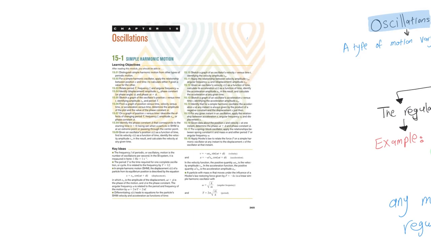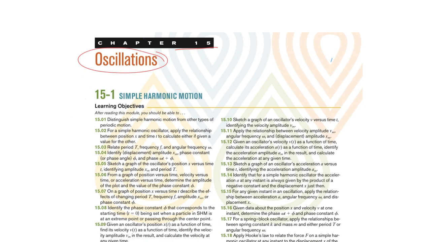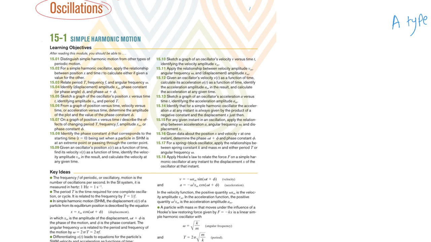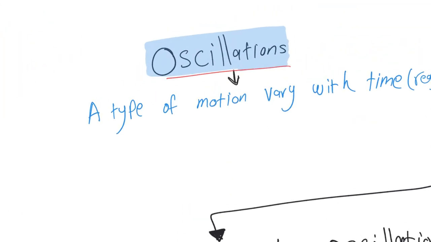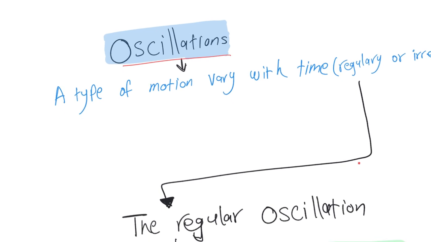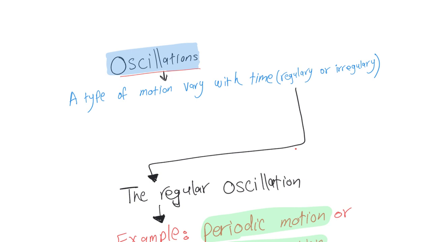Everybody, so today I will explain for you chapter 15, which will be about the oscillation. So let us start. Firstly, what is the oscillation? Oscillation is a type of motion that varies with time, regularly or irregularly. So what does that mean?